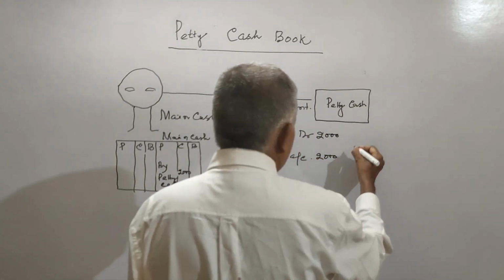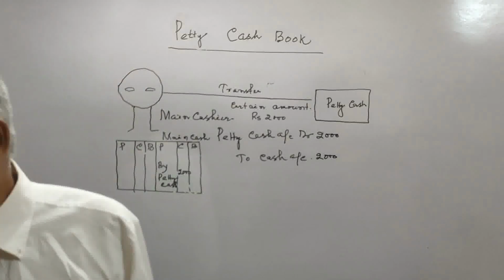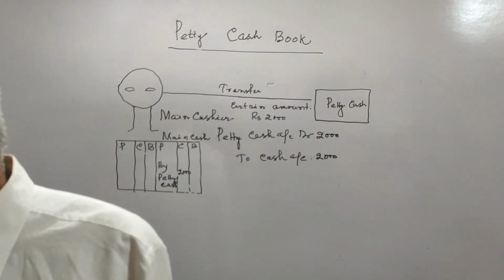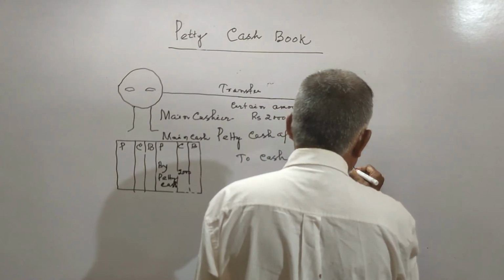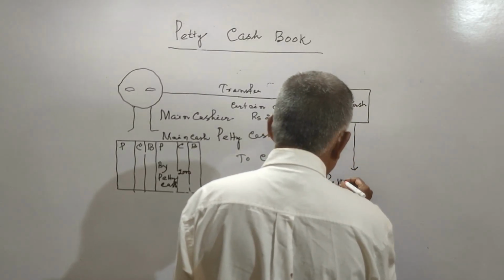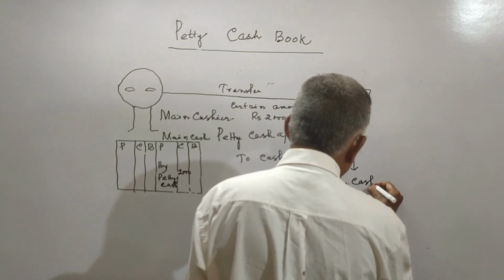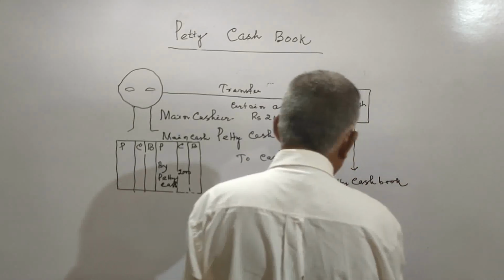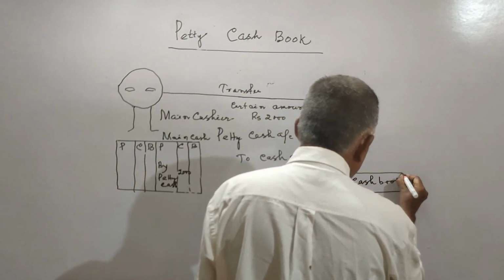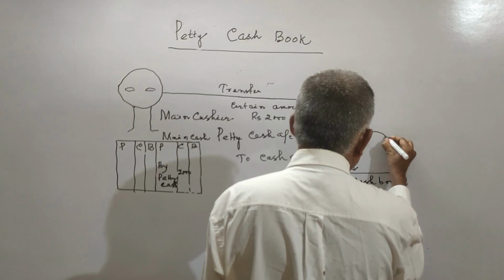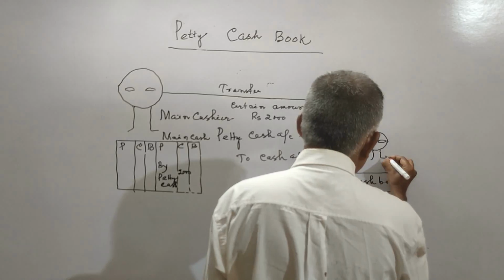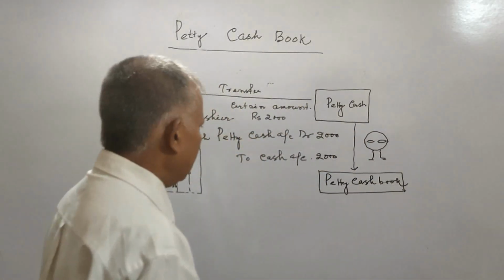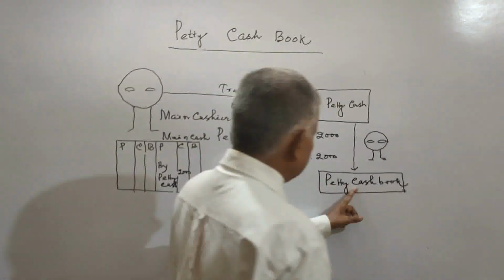Now the amount will come to the petty cash and the petty cashier will make certain expenses and he will also maintain a petty cash book. The petty cashier will maintain a petty cash book. Here the petty cashier's job is to maintain all the petty cash book. This person is the petty cashier and he will maintain the petty cash book.